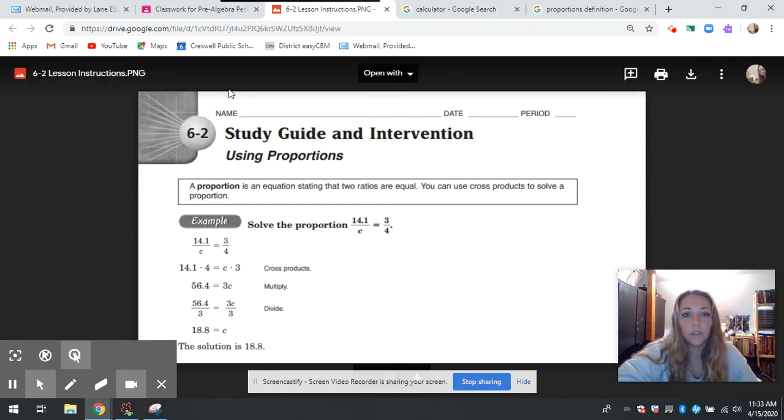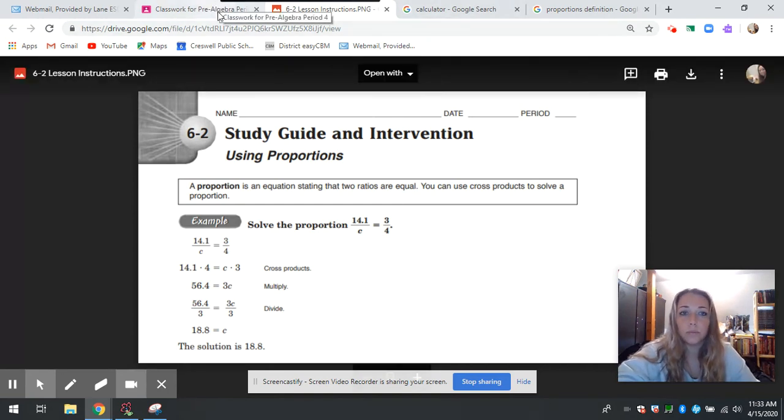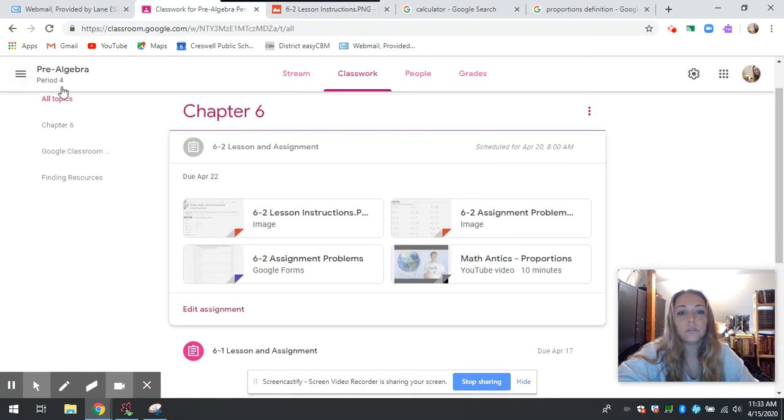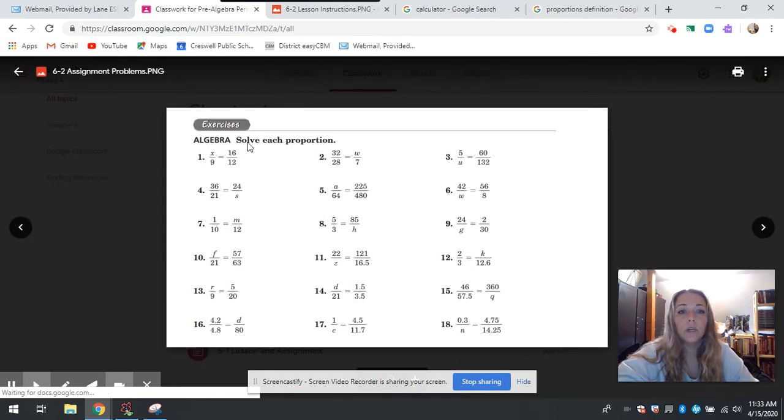All right, let's do one of the problems that are assigned to you. So I'm going to go back to what says assignment problems. And our first one is x over 9 equals 16 over 12. So we need to figure out what x is.